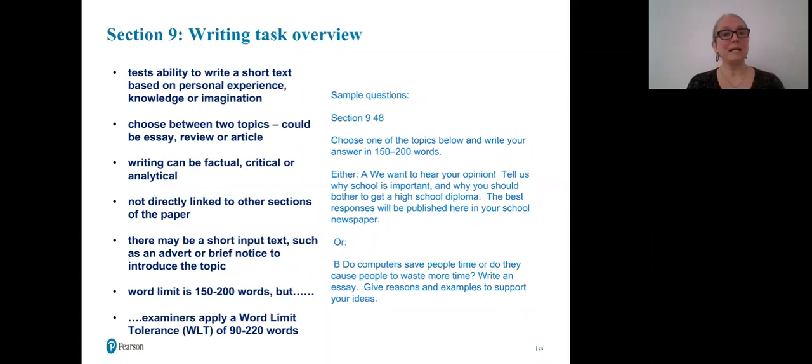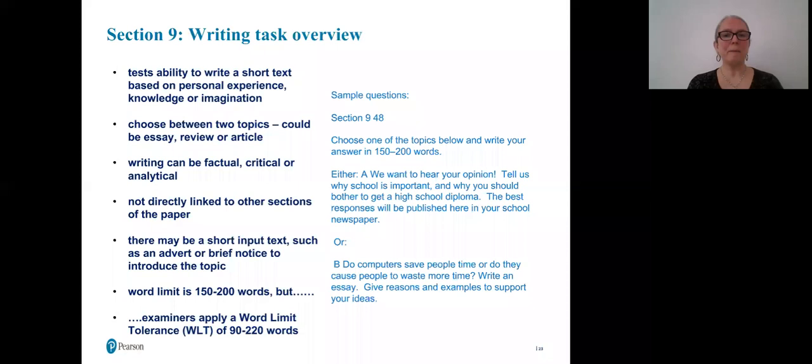So here we're testing the ability for the candidate to write short text based on personal experience, knowledge, or imagination. There's a choice of two options, two topics, and the task could be an essay, a review, or an article. The writing required could be factual, critical, or analytical. So there may be a short input text, which you can see in option A to the right of this slide. That could be something like an advert or a brief notice in something like a college magazine to introduce the topic.